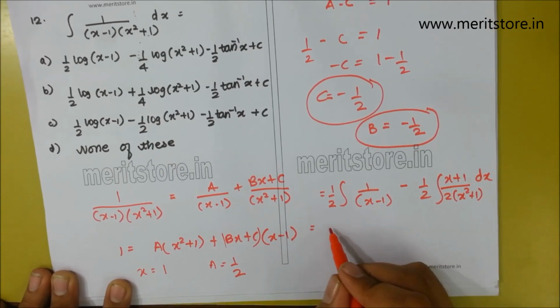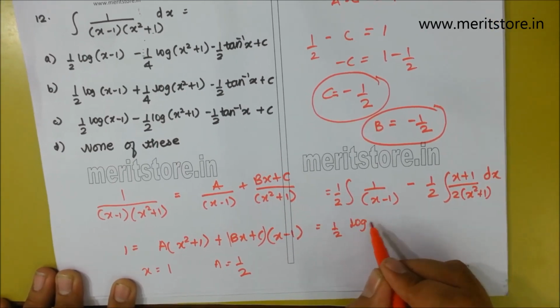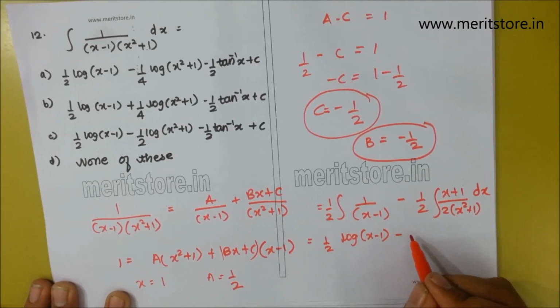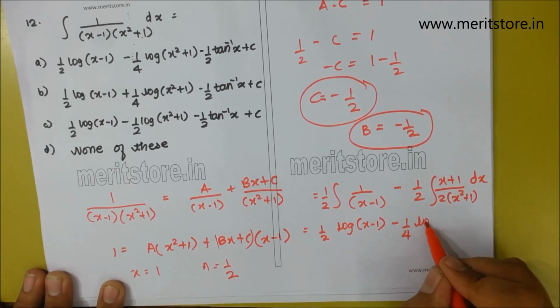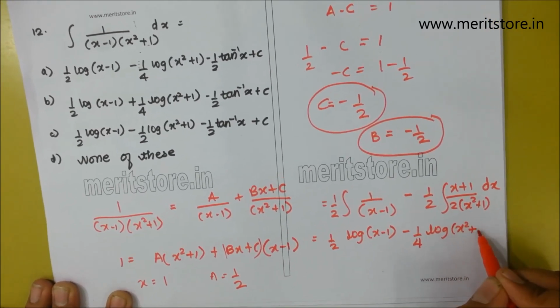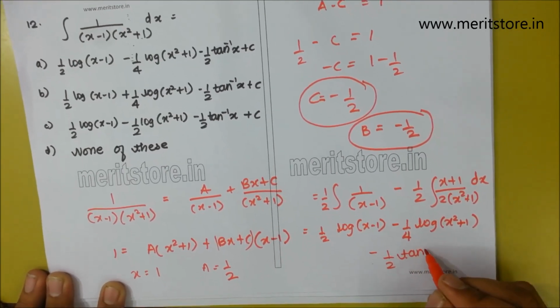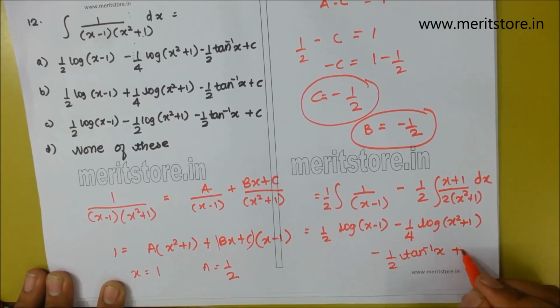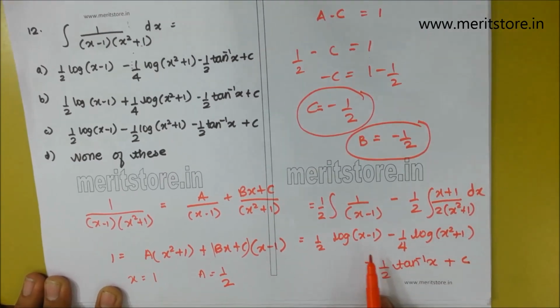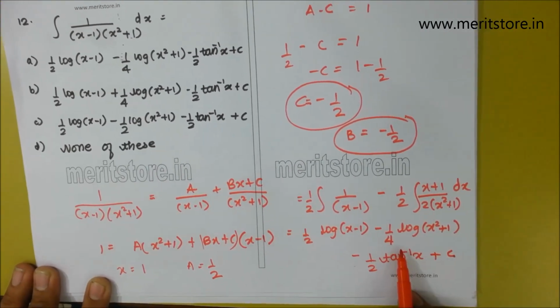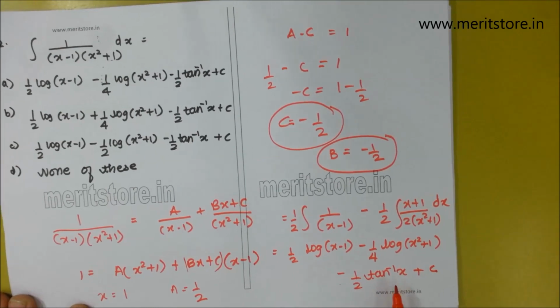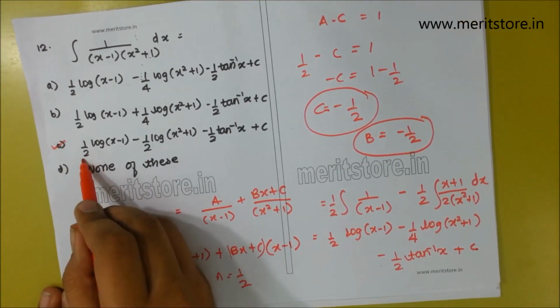So after solving this, what we get is half log of x minus 1, minus 1 by 4 log of x square plus 1, minus half of tan inverse of x, plus c. So now, half log x minus 1 minus half log x square plus 1 minus... So option C is the correct option.